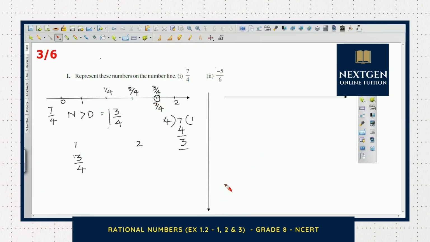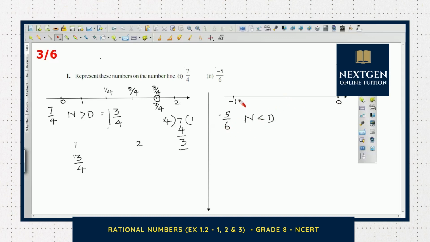All right. Next, minus 5 by 6. So this is 0, and this is minus 1. Because it is a negative value, we need to come to the left side of the number line. So minus 5 by 6: here my numerator is less than my denominator, so it lies between 0 and 1 only. That we have seen in our previous slide.